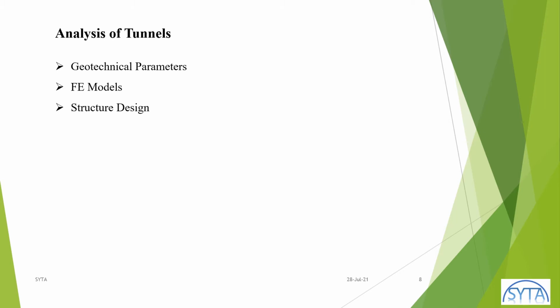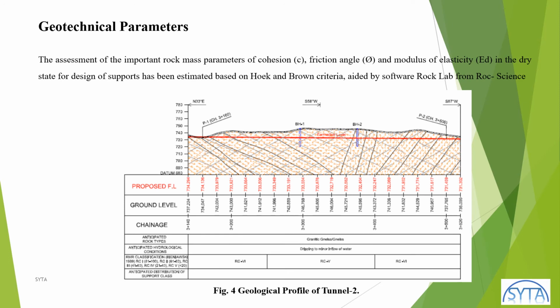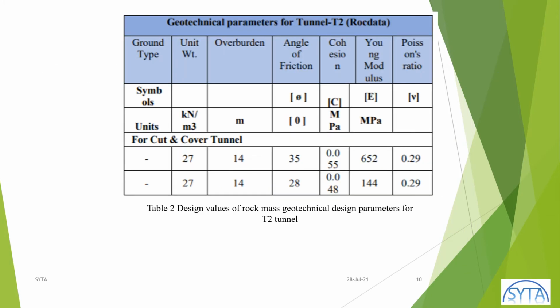So the analysis of the tunnel is divided into three parts: geotechnical parameters, FE models, and structural design. This is the basic geological profile of the tunnel, which has been created as per the borehole data collected by Rights Limited, and the Hoek-Brown criteria is used through RocData software to compute the values. From table 2 we can see that we have a phi of around 35 to 35, and the cohesion value is around 0.055 MPa.